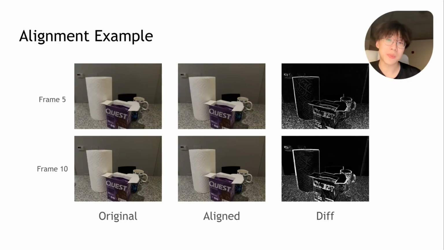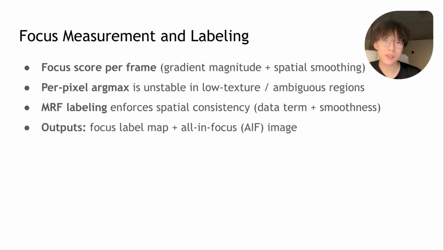So these are some of the results on the same stack after alignment. Those frames are all aligned to frame 0. The first column is the original, the second one is the aligned, and the difference image demonstrates that alignments are done correctly. So after alignment, each pixel corresponds to the same point across the stack, so we can finally compare the focus responses consistently.